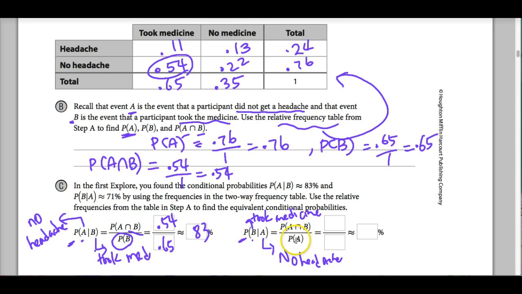Okay, so the probability of all the people who have no headache, the probability of A, was 0.76, and the probability of the people who did both, took the medicine and also had no headache, is over here, 0.54. So then when you actually divide that, you'll find out that you get 71%. And that is the same answer you had using the other chart, okay? So that's the most important thing. Okay, so you might be feeling lost right here, but you only have to remember one thing, okay?